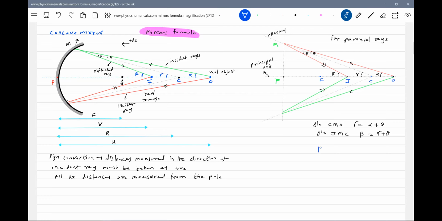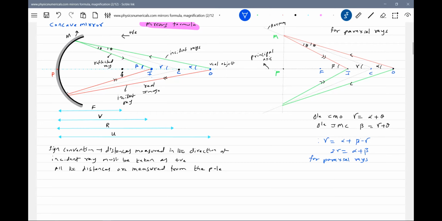Beta equal to gamma plus theta, substituting. Gamma equal to alpha plus theta, so I can write theta as beta minus gamma. So 2 gamma equal to alpha plus beta. For paraxial rays, what we can write is 2 tan gamma equals tan alpha plus tan beta.